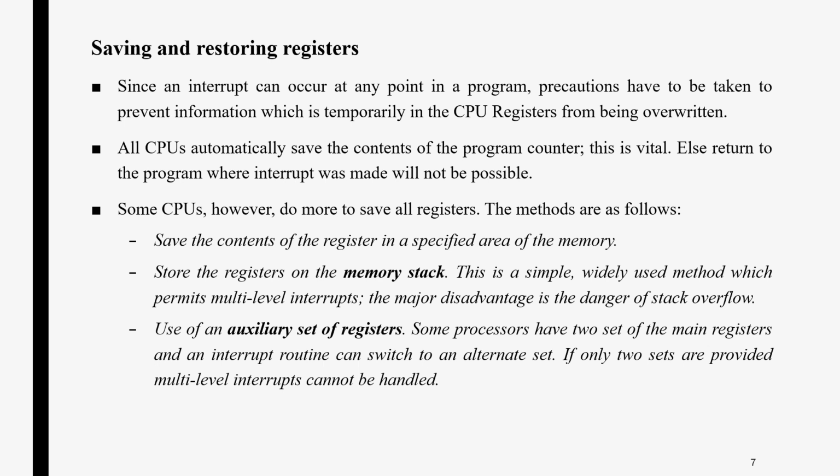Since an interrupt can occur at any point in the program, precautions have to be taken to prevent the information which is temporarily in the CPU registers from being overwritten. All CPUs automatically save the content of the program counter, otherwise returning to the program where the interrupt was made would not be possible. Some CPUs, however, do not save all the registers. There are methods to follow.